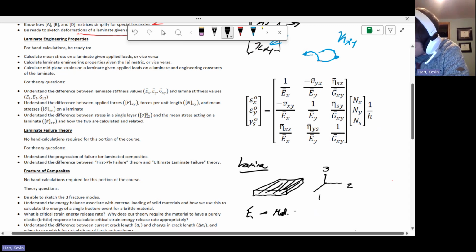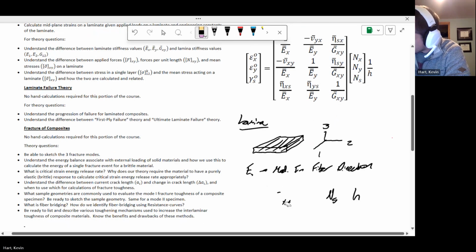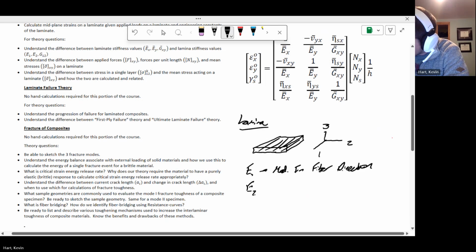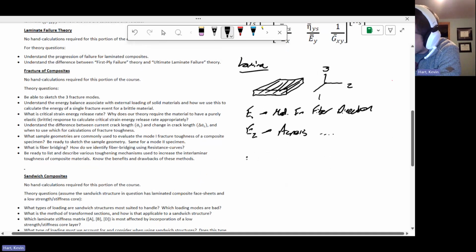This is modulus in the fiber direction, right? And then E2 is across, and so on. Shear modulus is the shear modulus in the plane. Okay, fine. That's different from a laminate, which is going to have many lamina that make it up.